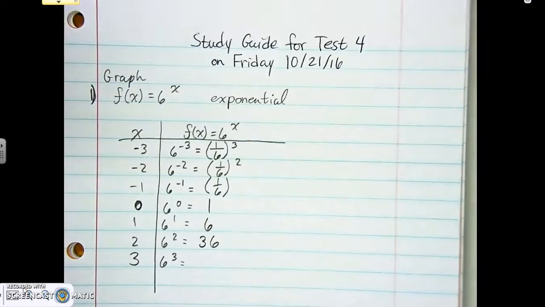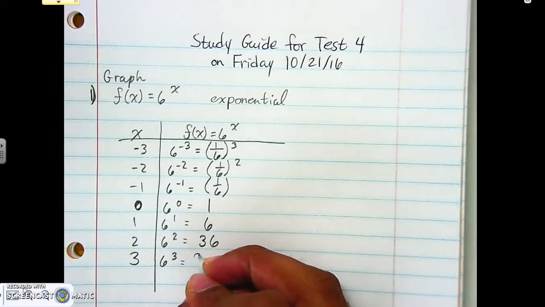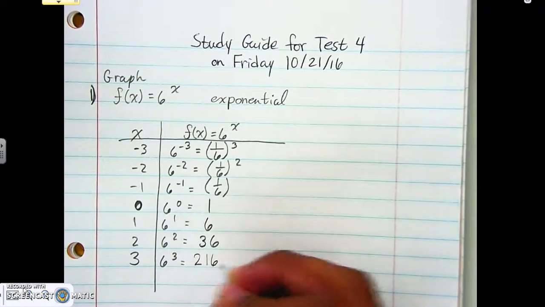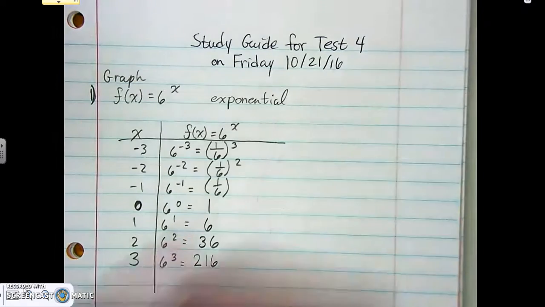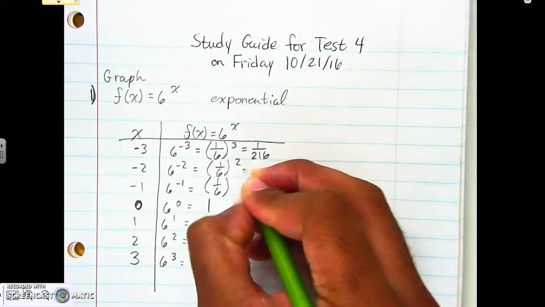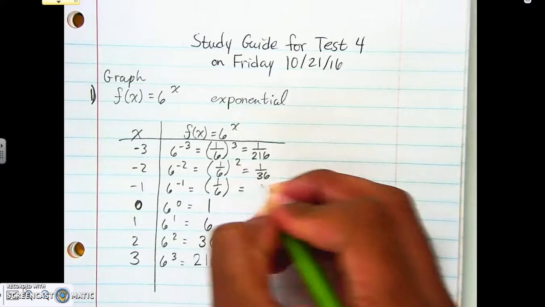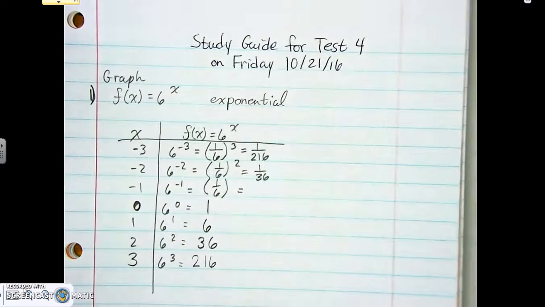And then what is 36 times 6, or 6 cubed? Everybody should get 216. Okay, and then the other ones here, that's 1 over 216. This is 1 over 36. And then that's still 1 over 6 there. So now we just need to make sure we get a decimal answer, and let me go get my calculator. Oh, Lord.